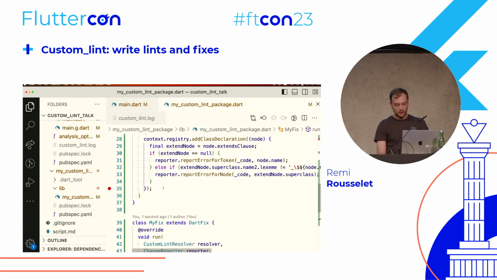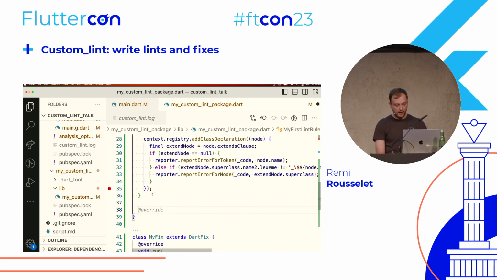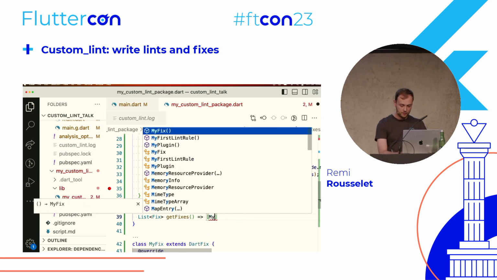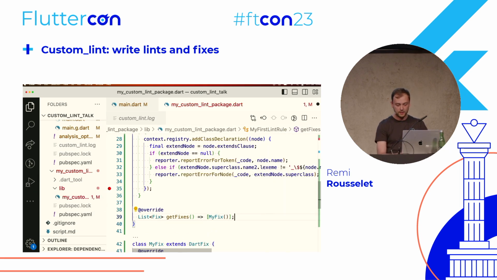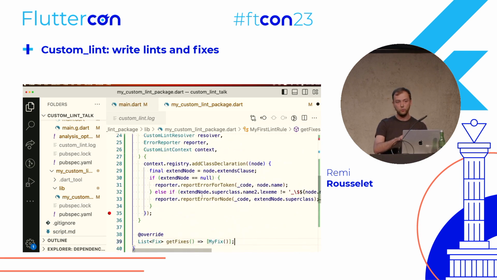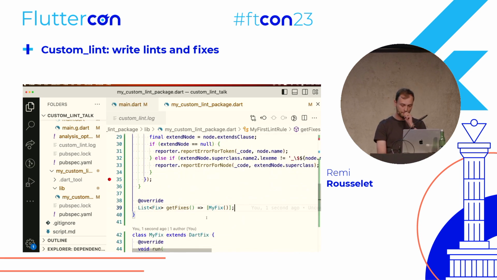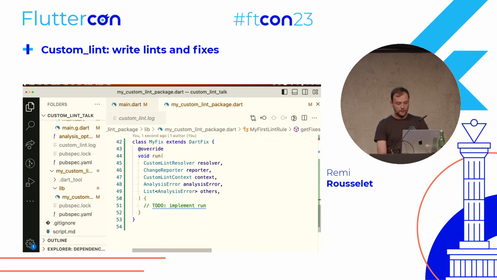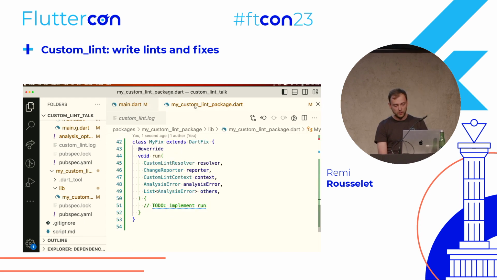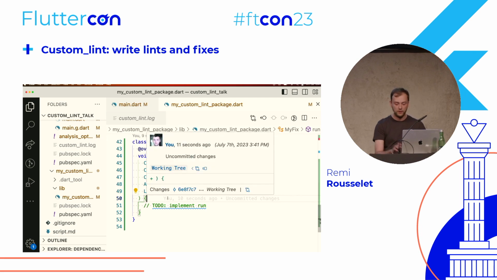Okay, then we need to once again add the equivalent of listing the lint rules, but for our warning. So we want to list our fixes, my fix. We do that inside the lint rule instead of inside the plugin because a fix is associated with a lint. And so if I save here, obviously I don't see anything quite yet because our run method is not doing anything. So let's do a hello world once again.